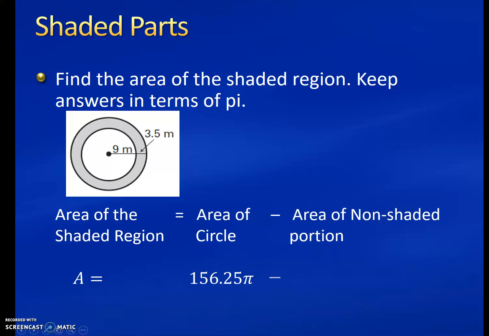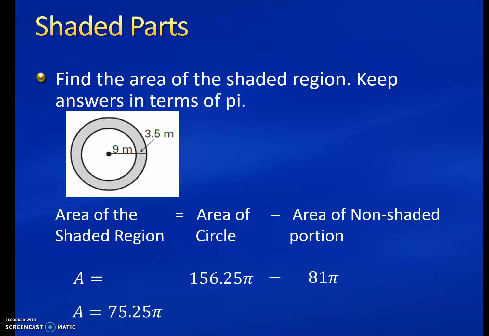And so that's just going to be 81 pi. And kind of like with x's, I can add and subtract numbers without doing anything with the pi. So 156.25, I'm going to subtract off 81, and we get about 75.25 pi. So again, this is if I want to keep everything in terms of pi. I can do the exact same process and multiply everything through by pi to get a decimal answer.